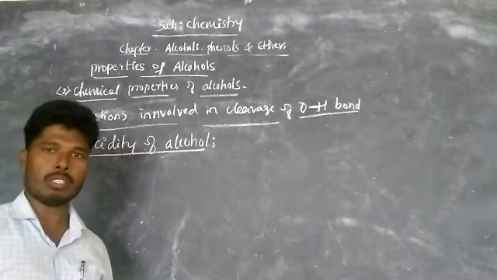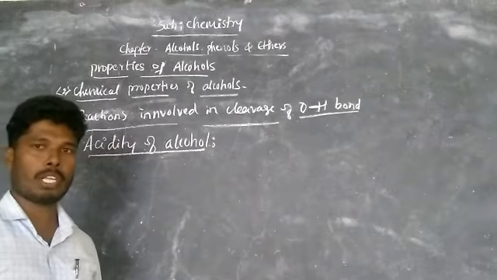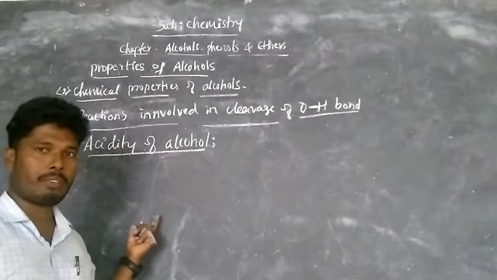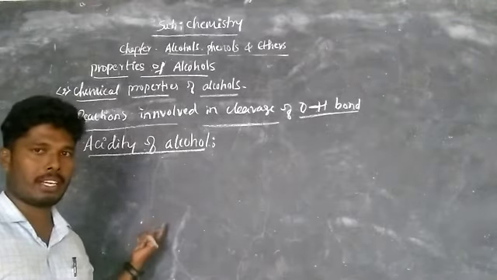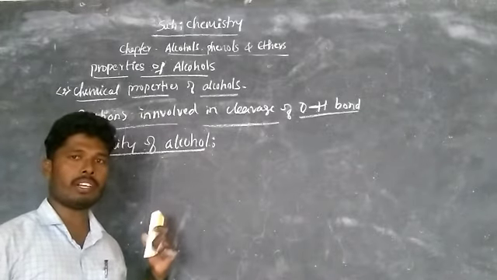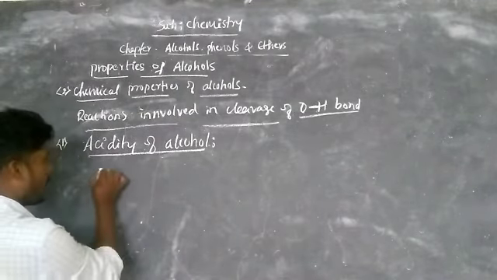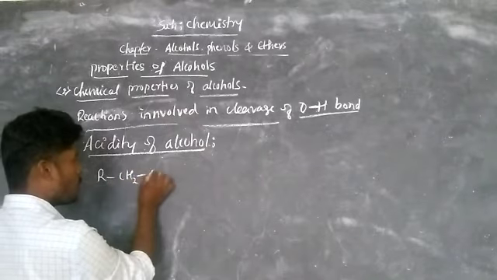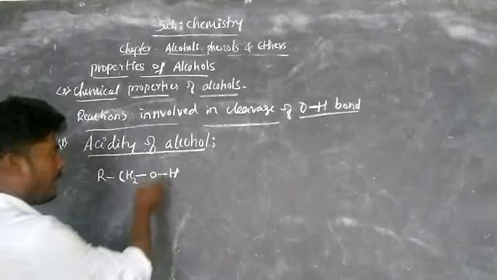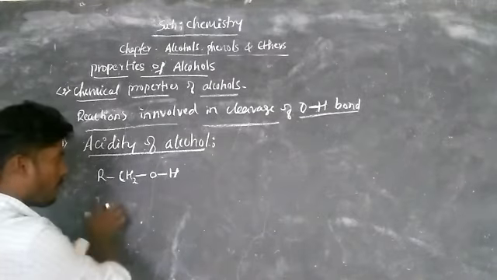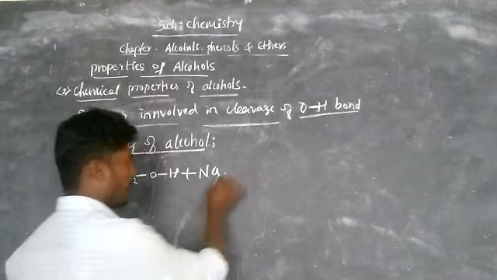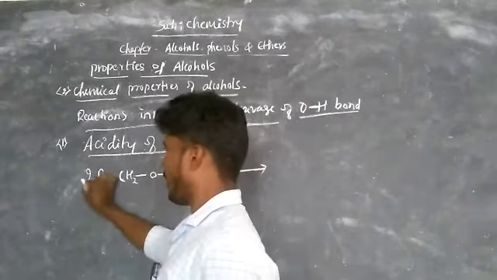For example, when alcohol is treated with metals like sodium or potassium or aluminium, it releases hydrogen gas and forms the respective alkoxides. This chemical reaction indicates the acidic strength of an alcohol. See here, take the general alcohol RCH2OH. Now we are going to study the cleavage of OH bond reactions. This alcohol is treated with sodium metal, take two equivalents.